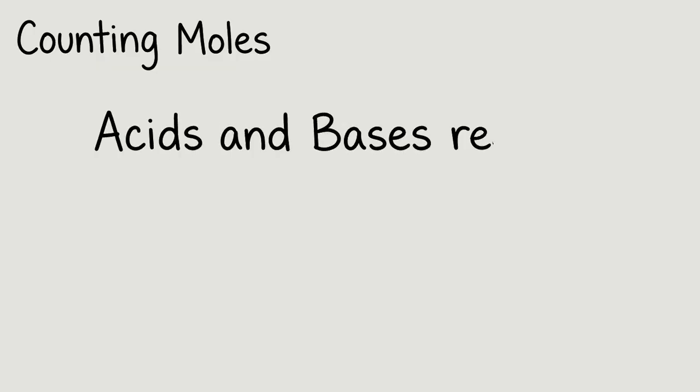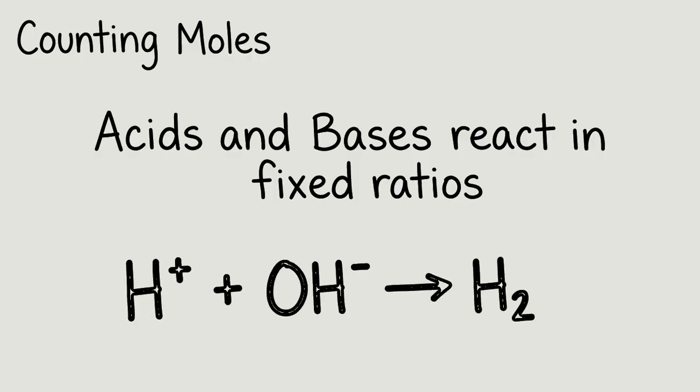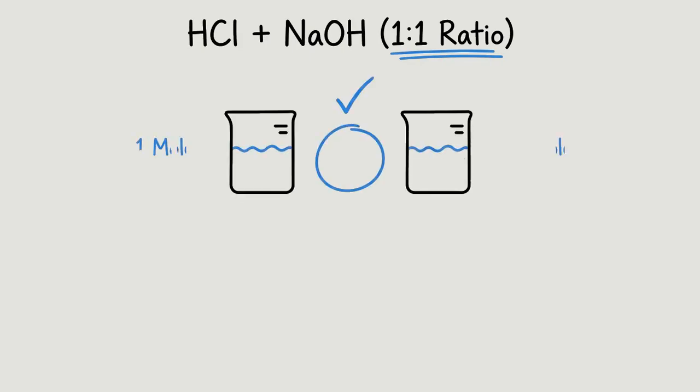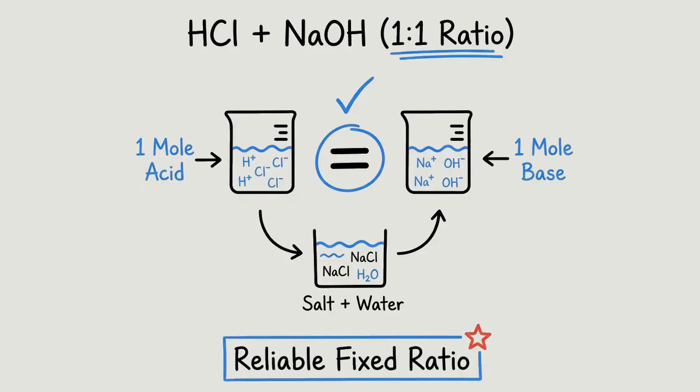At the chemical level, acids and bases react in fixed ratios. In the simplest case, hydrogen ions react with hydroxide ions to form water. H+ reacts with OH- to make H2O. For a common lab example, hydrochloric acid reacts with sodium hydroxide in a 1:1 ratio. 1 mole of acid reacts with 1 mole of base. That fixed ratio is what makes titration reliable.